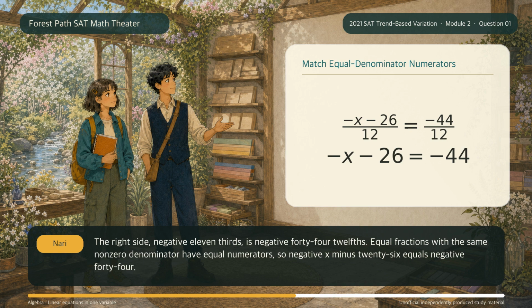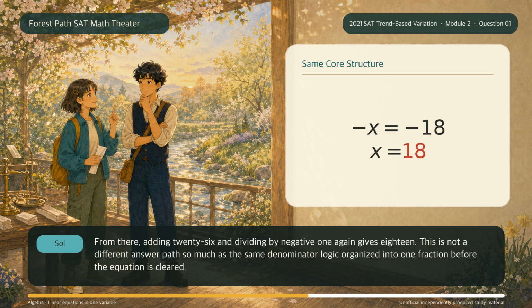The right side, negative 11 thirds, is negative 44 twelfths. Equal fractions with the same non-zero denominator have equal numerators, so negative x minus 26 equals negative 44. From there, adding 26 and dividing by negative 1 again gives 18. This is not a different answer path so much as the same denominator logic organized into one fraction before the equation is cleared.